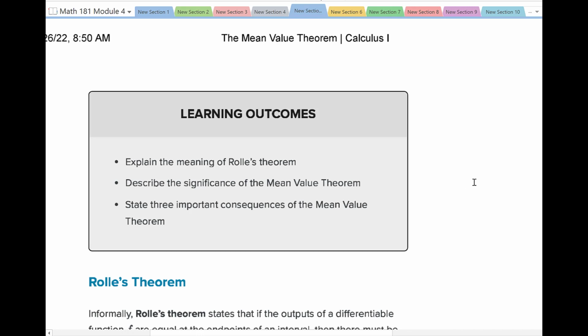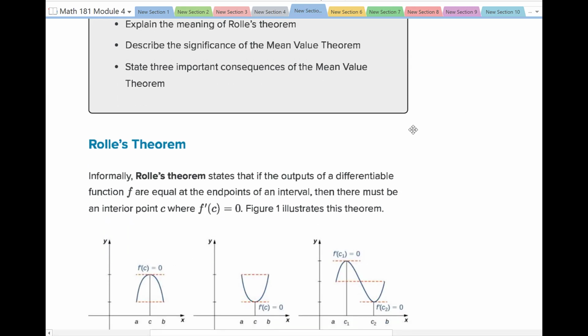So Rolle's theorem states that if the outputs of a differentiable function f are equal at the endpoints of an interval, then there must be an interior point where f prime of c, that is, the point x equals c, where the derivative at that point is 0. That means it's a horizontal line.